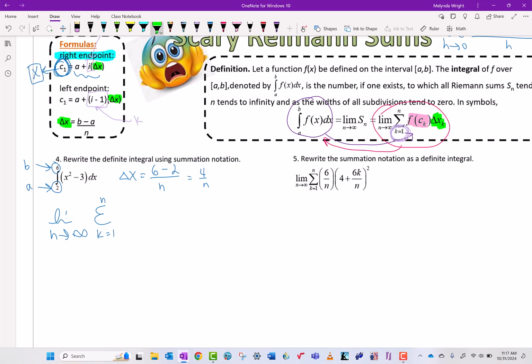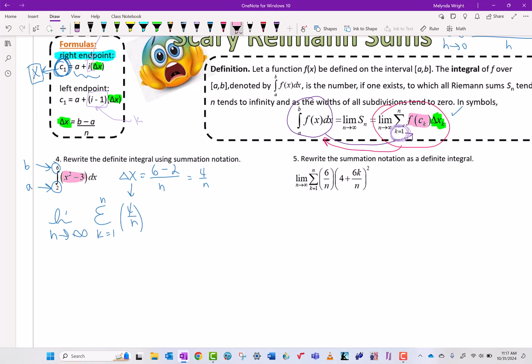So we already know what delta x is. Let's just go ahead and write it here. 4 over n. Okay, that's what delta x is. Check, I've got the delta x part taken care of. The harder part is the function part. So this is the function right here, right?